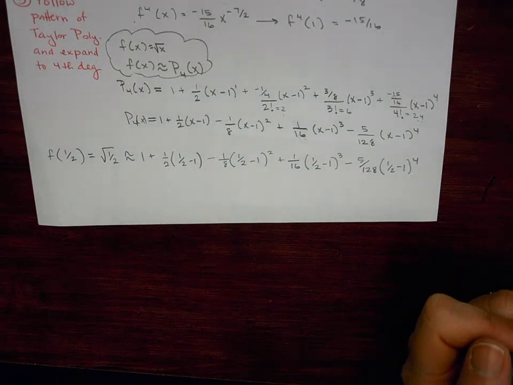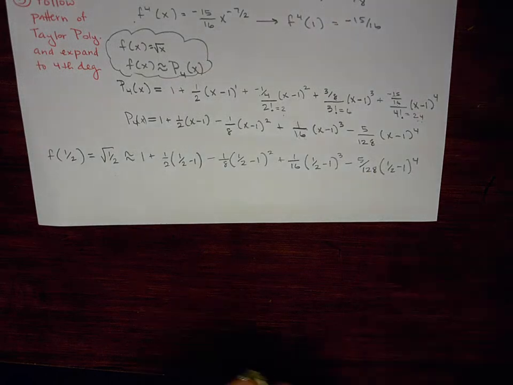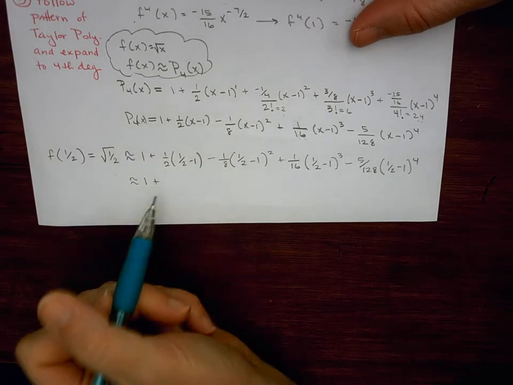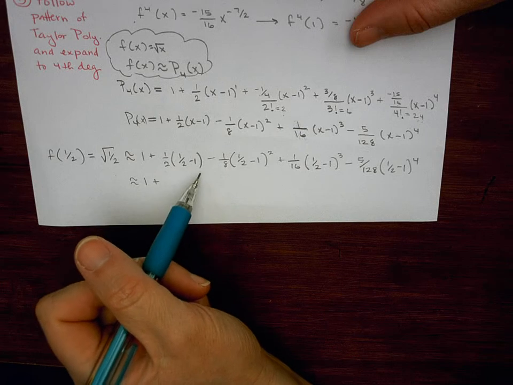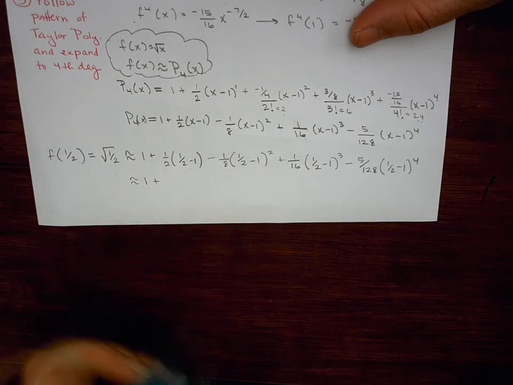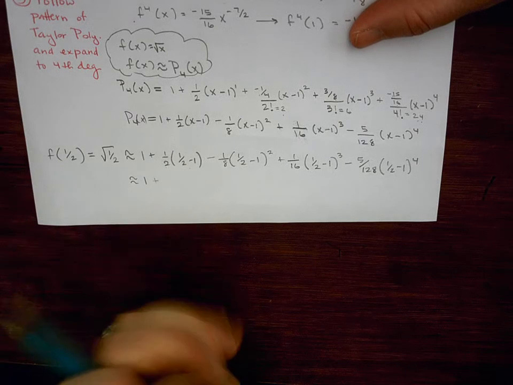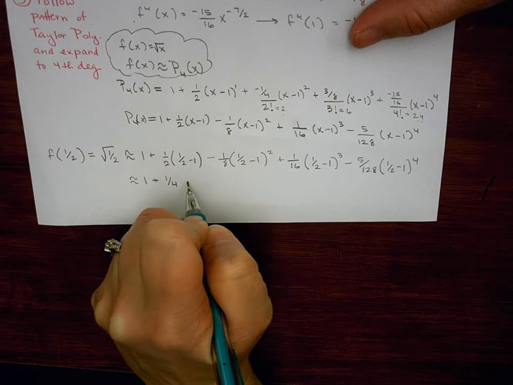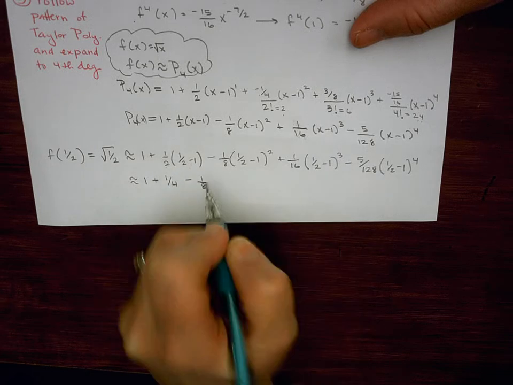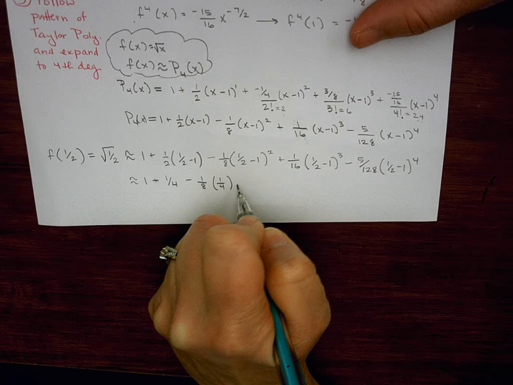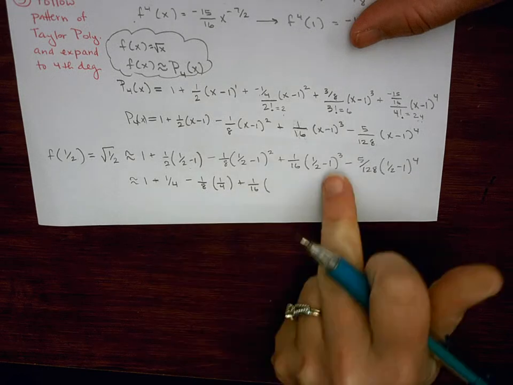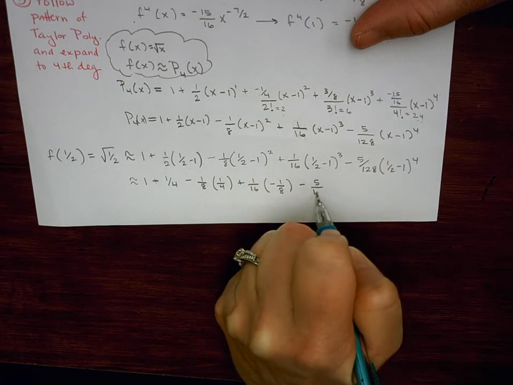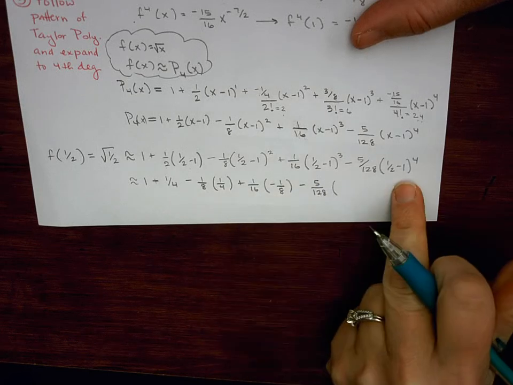And then simplify that. So each of these, 1/2 minus 1 is just going to be negative 1/2. So negative 1/2 times 1/2. And then negative 1/2 squared. And then this is negative 1/2 cubed. And then negative 1/2 to the 4th.